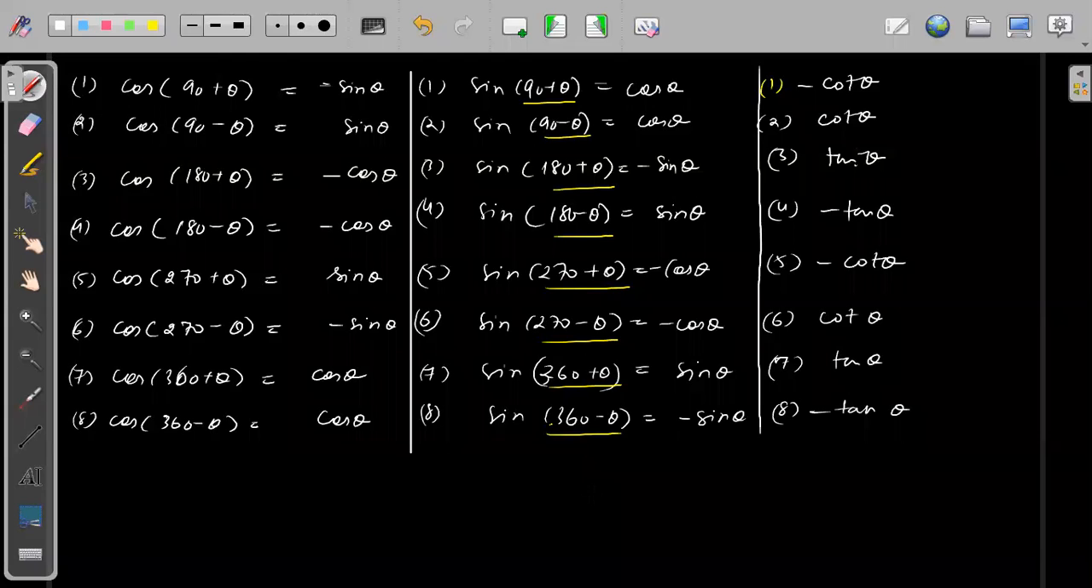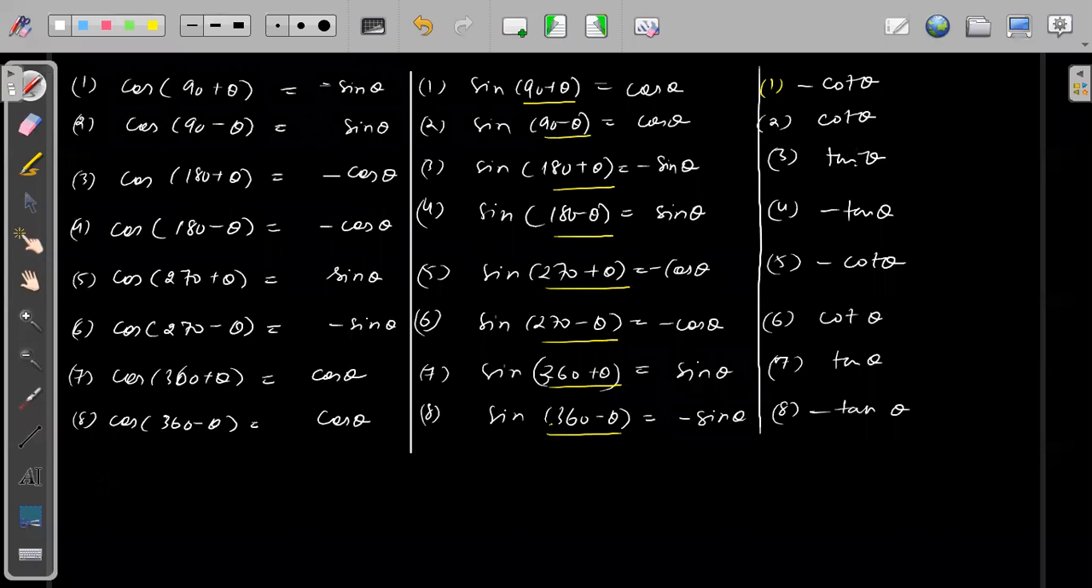Sir, these are all given in the book, right? Yes, Samita, these are all given in the book. These are very simple derivations. Which quadrant is this angle lying in? First you have to check in which quadrant it is. If it is an odd multiple, you have to change the ratio.